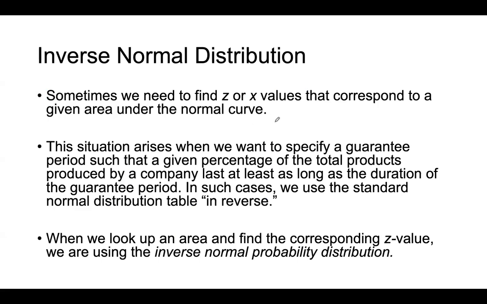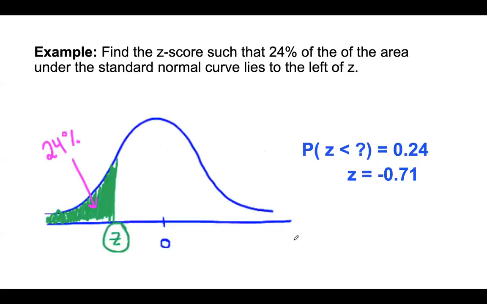Inverse normal distribution. Sometimes we need to find Z or X values that correspond to a given area under the normal curve. This situation arises when we want to specify a guarantee period such that a given percentage of the total products produced by a company lasts at least as long as the duration of the guarantee period. In such cases, we use the standard normal distribution table in reverse. And this is what we were just doing. This is when we look up an area and find the corresponding Z value. We are using this inverse normal probability distribution.